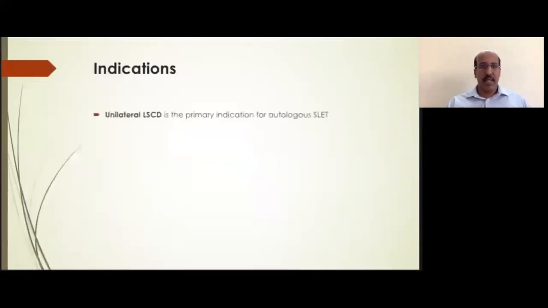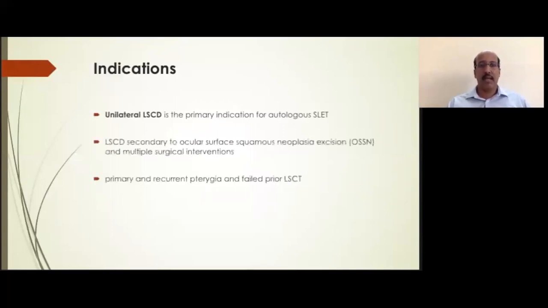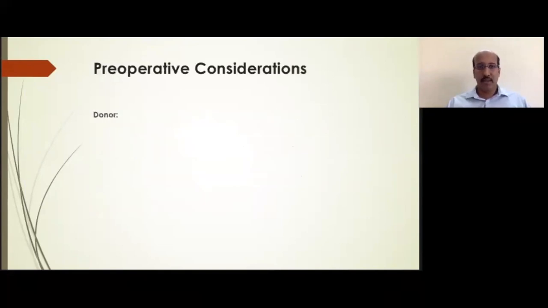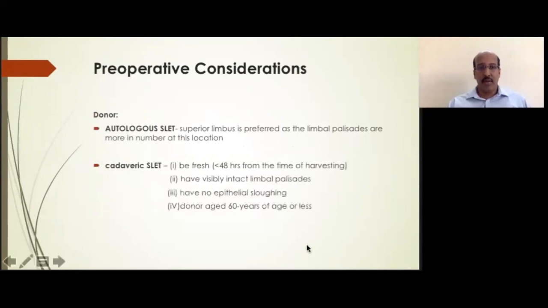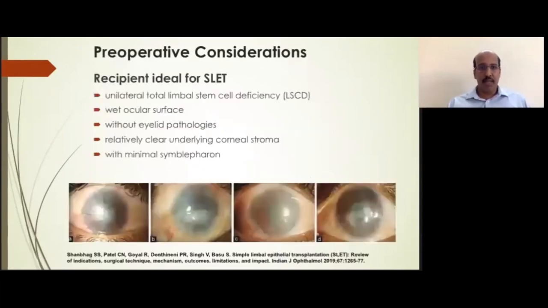When it comes to indications, an ideal indication would be unilateral limbal stem cell deficiency, which helps in autologous SLET. Any limbal stem cell deficiency secondary to OSSN, multiple surgical interventions, or primary and recurrent pterygia that leads to limbal stem cell deficiency. In case of bilateral disease, we would need an allogenic SLET. For the donor in autologous SLET, the superior limbus is usually preferred as the palisades are more in number there. In a cadaveric SLET, like I told you, you need intact limbal palisades, no epithelial sloughing, less than 48 hours, and an age of 60 or less.